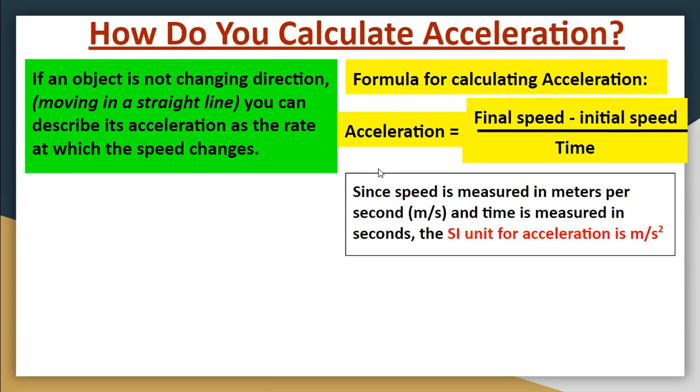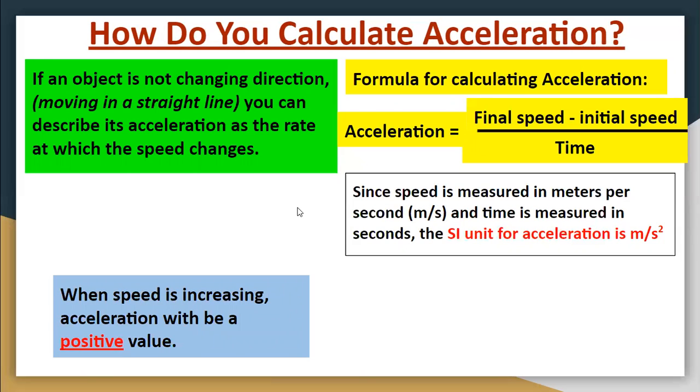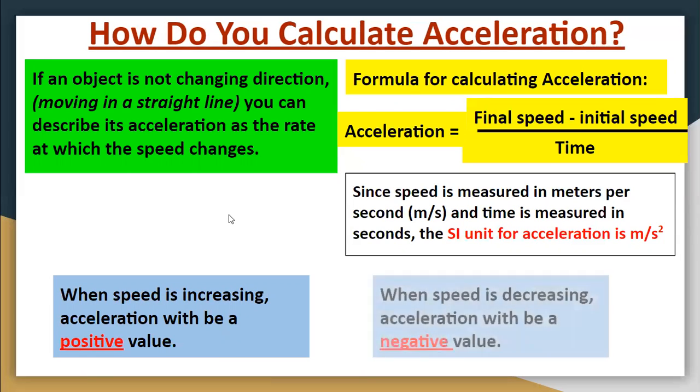Since speed is measured in meters per second, m/s, which we talked about, and time is measured in seconds, the SI unit for acceleration is going to be meters per second squared. Where does the seconds squared come from? Well, there's an S in speed, and then there's an S in time. So that's why there's two S's. When speed is increasing, acceleration will be a positive value. And when speed is decreasing, acceleration will be a negative value. That makes sense because if your final speed is less than your initial speed, you're going to have a negative number on the top. That's going to mean you have a decreasing acceleration.